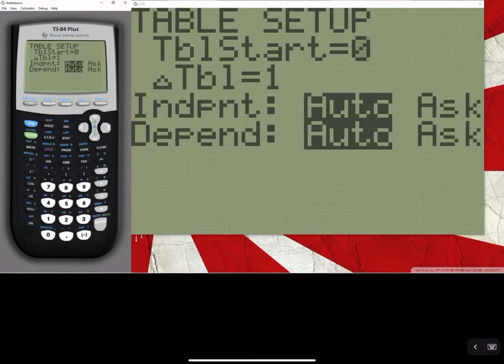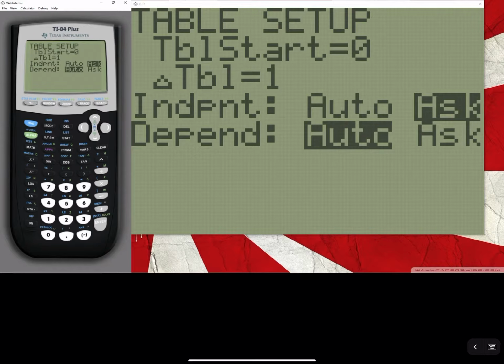Let me explain what each of these options are, and then we will discuss what we want ours to be. The first one, table start. If this is going to generate x values, where do you want it to start? Right now it's starting at 0. The next one says delta table, the change in the table, it's 1. So if we left it as it is, it would start at x equals 0 and then add 1 and then add 1, so x equals 0, 1, 2, 3, 4, 5. For us, none of that matters because we're going to go down to the independent variable and change it to ask instead of auto. So I highlight ask, I hit enter.